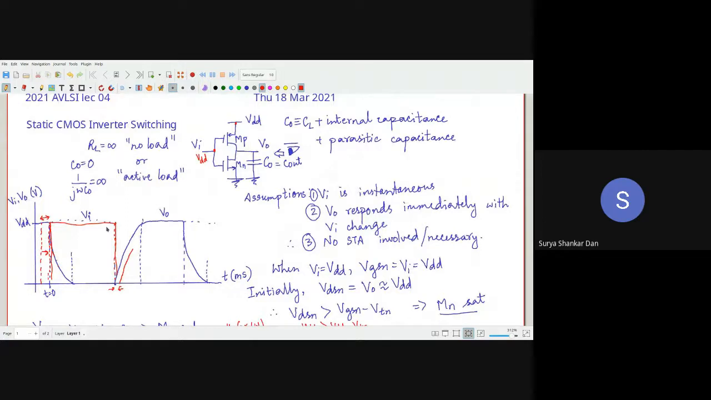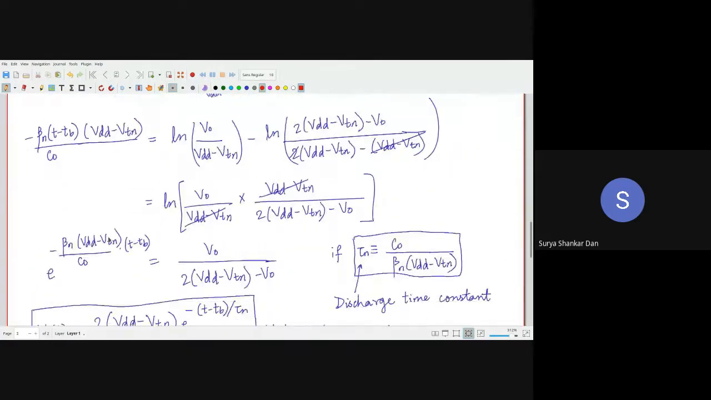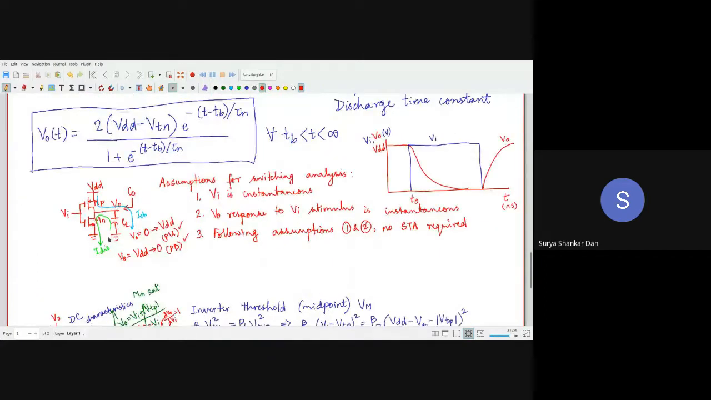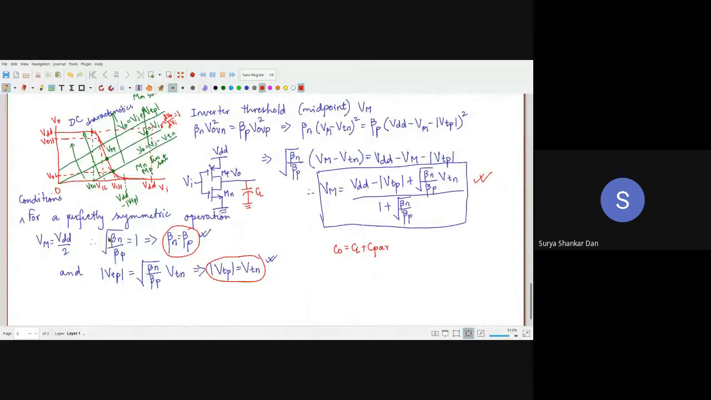So what are the take home messages today? What are the things we have learned? Number one, the concept of the inverter threshold. Why do we need the inverter threshold? Because that will help us in the symmetric operation.